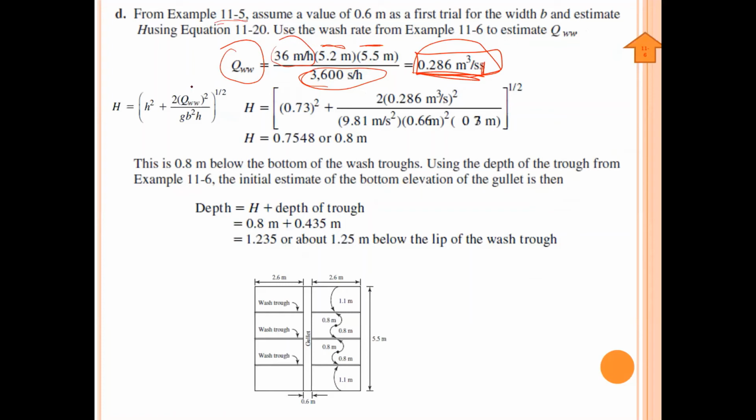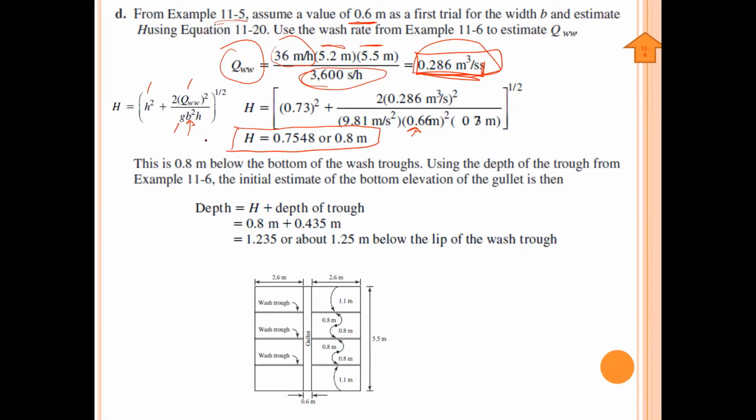So we have now this one, QWW. We have the small h, we have g. Now we have to just assume the value of b. So let's assume a value of 0.6 meter as a first try. If we put 0.6 here, we will get the capital H value 0.8 meter.